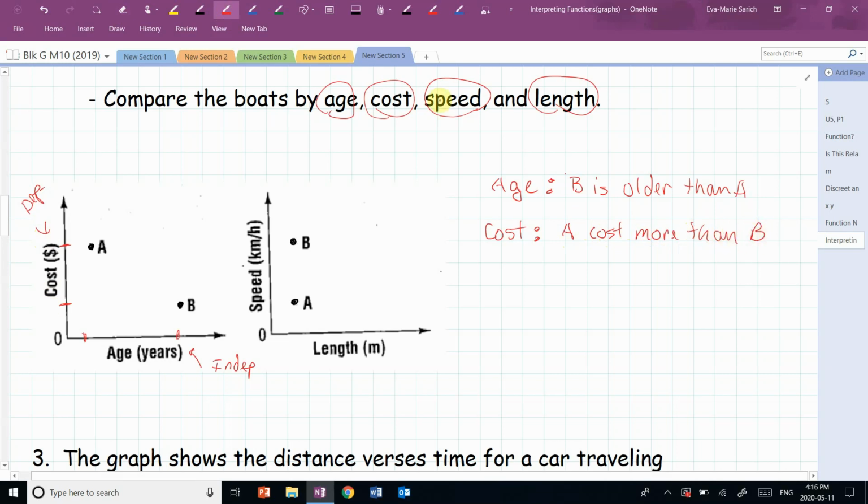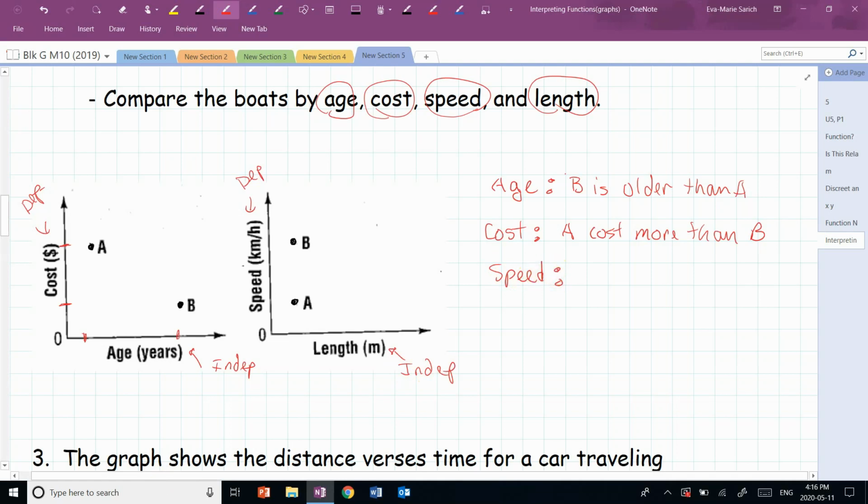The next thing we want to look at is speed. So again, speed is the dependent variable and length is the independent variable. So the length of the boat will determine how fast it goes, possibly. Okay, so let's see speed.